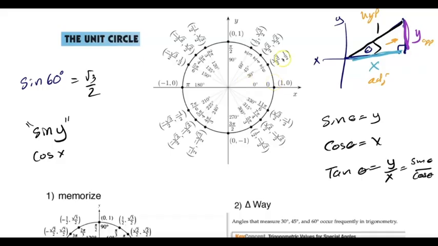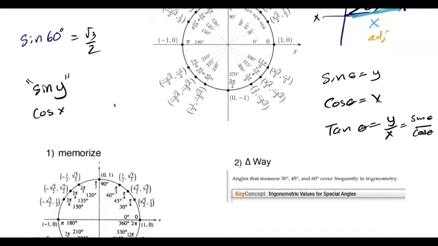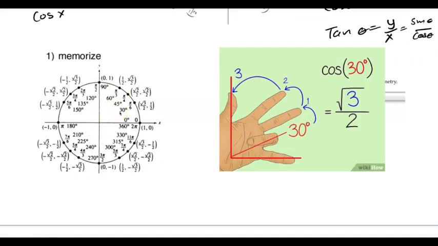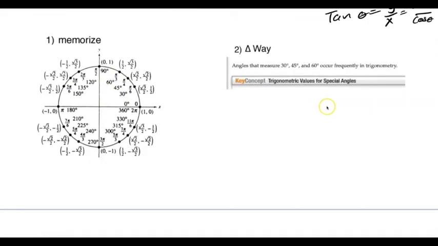Now, how's that helpful besides the fact that if you have it, you can just read it? Well, I'm not going to give you the unit circle. You can memorize it. I wouldn't. That's a lot of stuff to memorize, but if you could do it, go ahead. There's lots of little tricks to do it. What I do is I build it every single time and call it the triangle way.